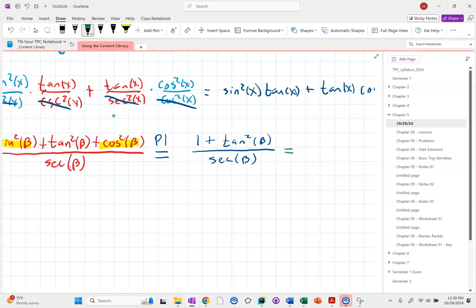Let me give you a hint here. There's no algebra to do with this step. We should be looking for an identity.